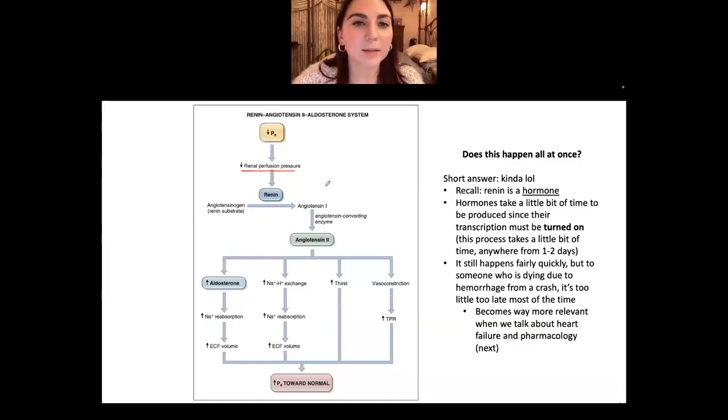The reason why is when you want to make a hormone, you have to go and turn on transcription of these cells. You need to go to the DNA of these cells and make a transcript, go translation, go. So it takes a little bit of time. It's not like it takes weeks, but it takes a little bit of time to make renin. So this process has to be turned on, so it can take anywhere from 1 to 2 days. This still happens kind of quickly. But that's why, if you're like, well, why doesn't RAAS then save people that get in car accidents? That's why it doesn't work quick enough for those types of people. But when this becomes important is when we're going to talk about heart failure pathology, which we're going to talk about at the end.